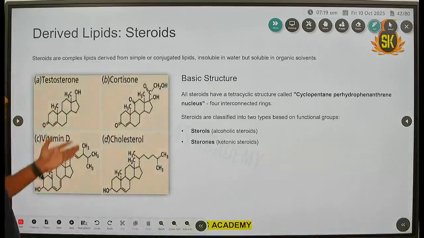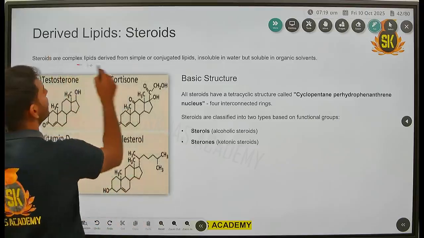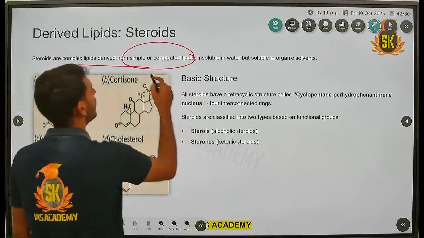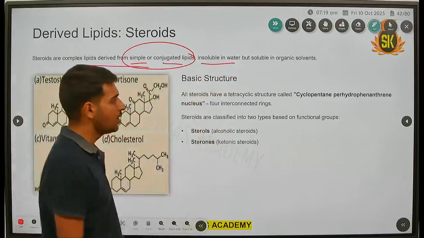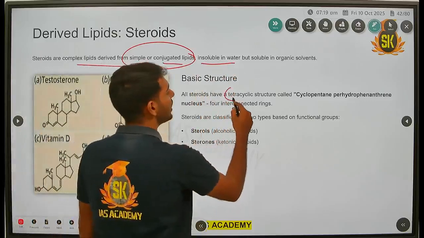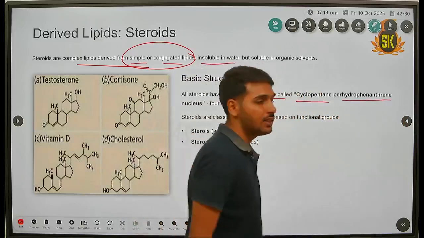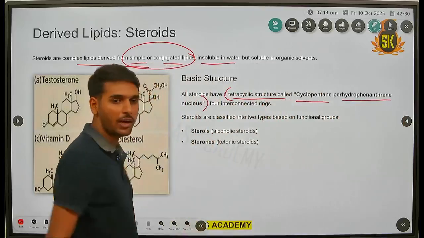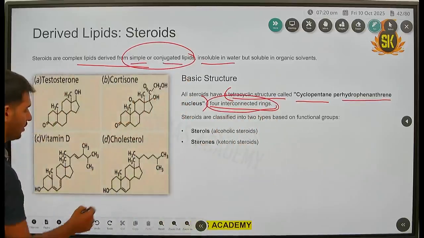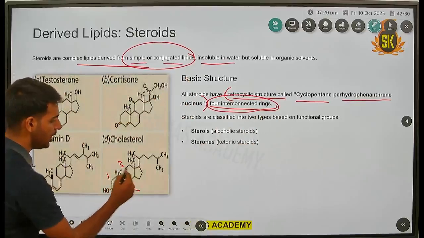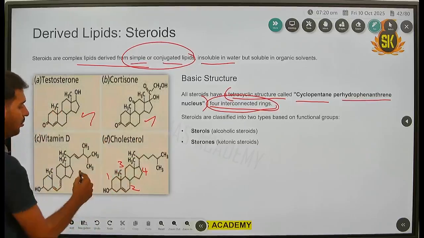Now derived lipids. Derived lipids are obtained from either simple or conjugated lipids. Again, they are insoluble like lipids. All steroids have a tetracyclic structure called the cyclopentanoperhydrophenanthrene nucleus. What is it, sir? It is four interconnected rings. 1, 2, 3, 4. Same is here. Same is here.